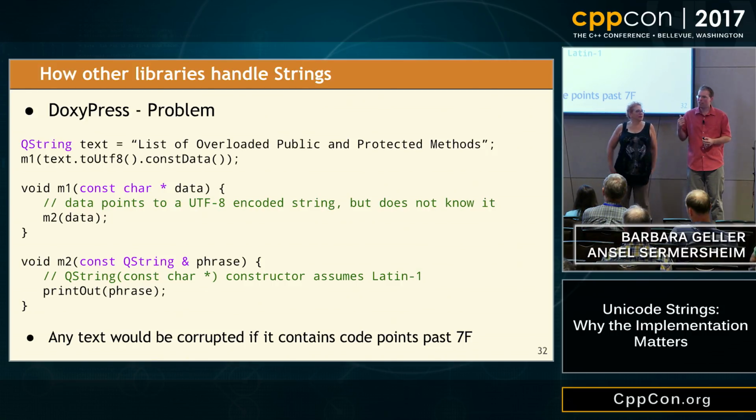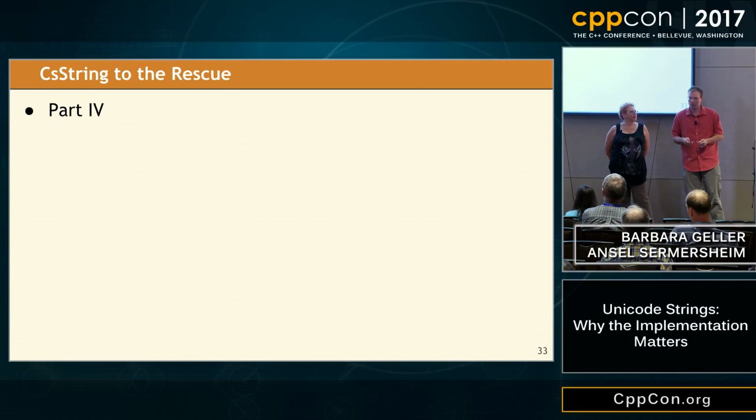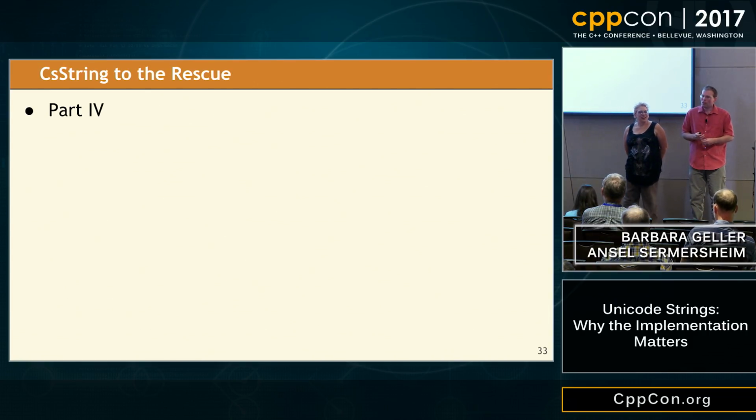If you have any code in your program anywhere which does not know what encoding the data is it's working with, you will have problems of this form. So we need something that always guarantees it knows what encoding it is. CsString to the rescue.